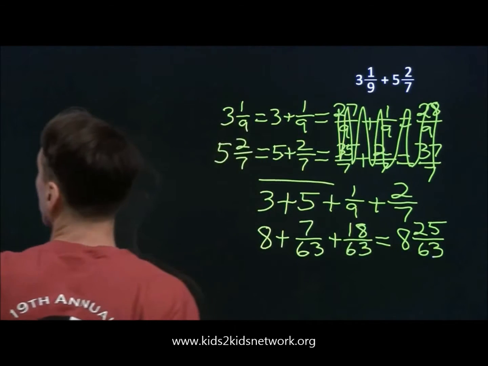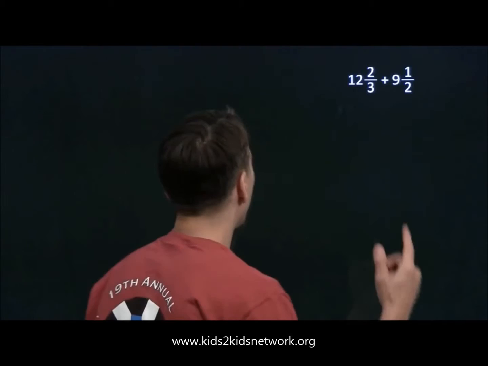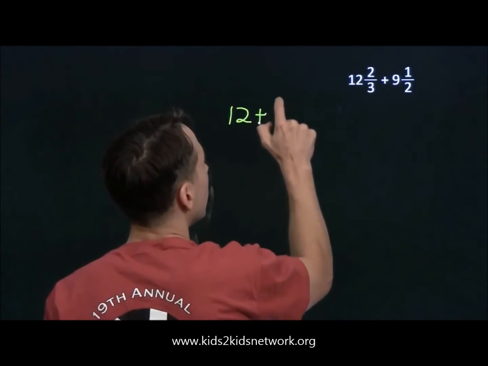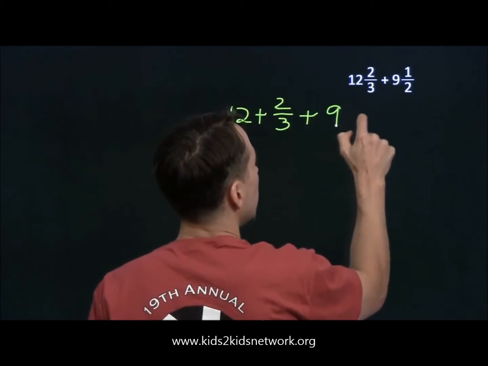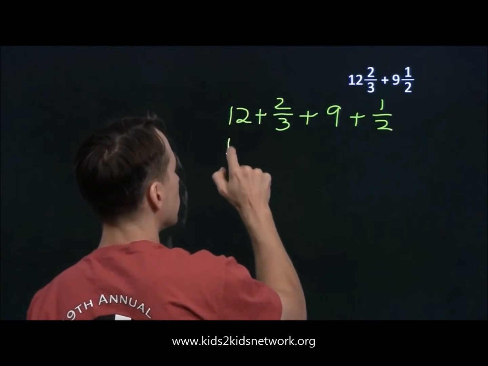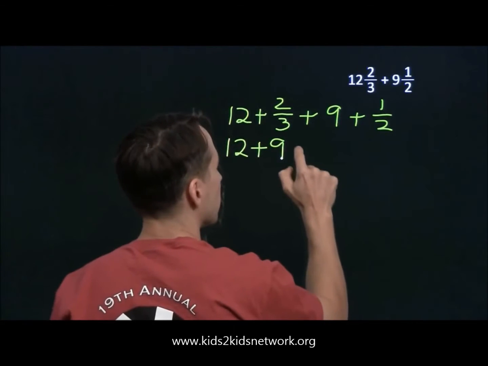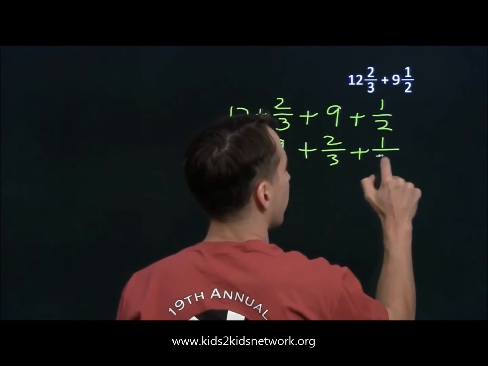All right, let's try one more. Now that we know how to handle this, 12 2/3 plus 9 1/2. And we know what we want to do here is break up each mixed number into its integer part and its fractional part. And we can add up the two integers, 12 plus 9, and then we add our two fractions, plus 2/3 plus 1/2.